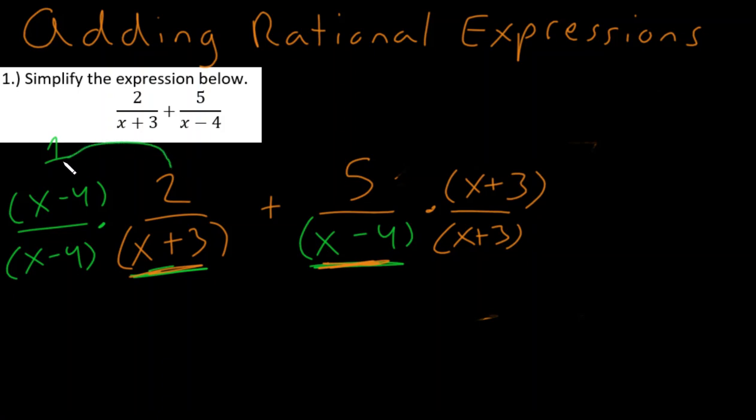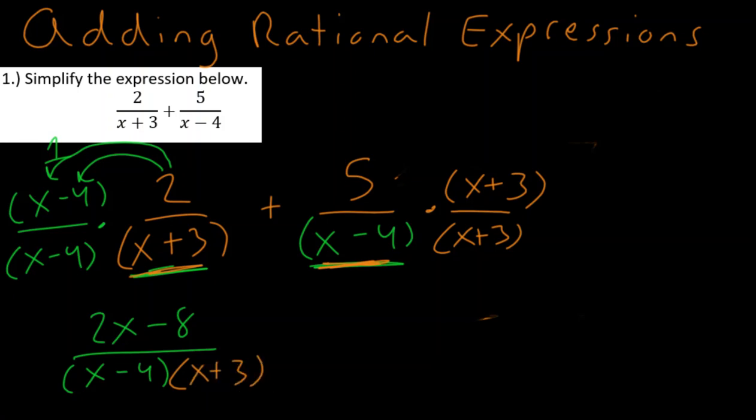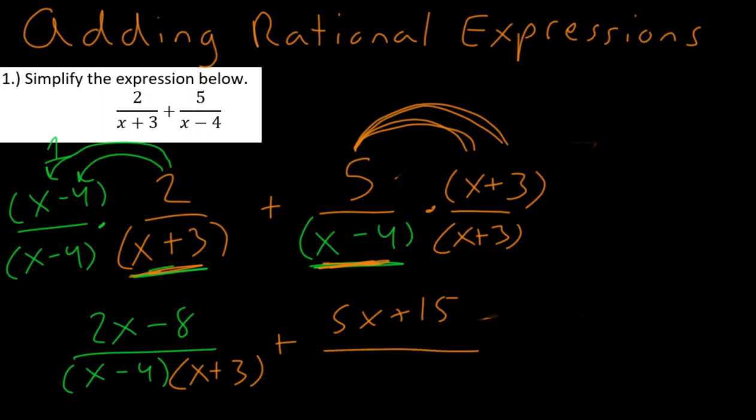So over here, let's switch back to green. We want to distribute our 2. So 2 times x is 2x. 2 times negative 4 is negative 8, all over, and we can actually just keep this as x minus 4 and our original x plus 3. Okay, plus. Over here, we distribute our 5 through this parentheses. 5 times x is 5x. 5 times 3 is 15. And then over here on the bottom, we still have that x plus 3. And back to our original factor, we have that x minus 4.